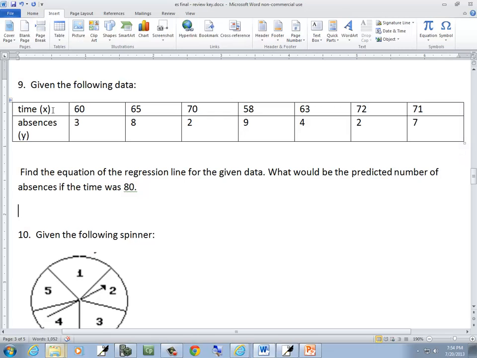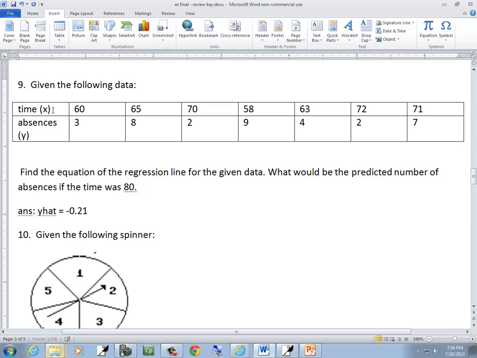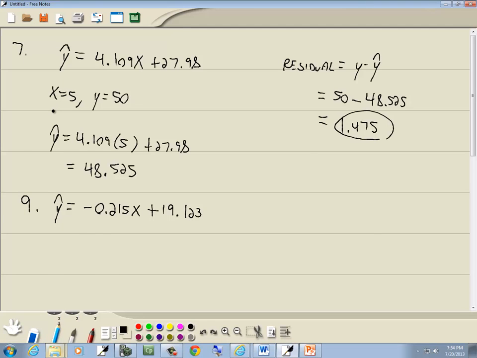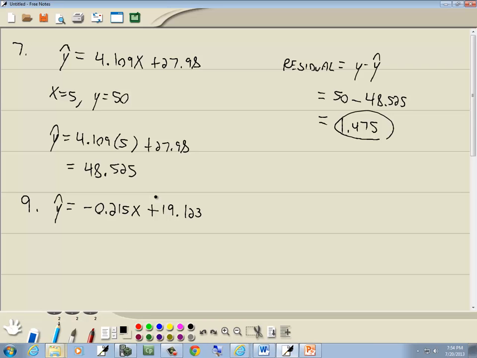Okay, let's see what they're asking for. That's the first part. They want to know that, so I guess I better put y hat equals negative 0.215x plus 19.123, comma, and then they ask what would be the predicted number of absences, so they want to know what y is if the time was 80. So what they want us to do is plug in 80 for the x.